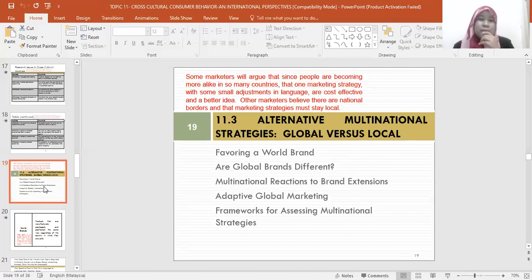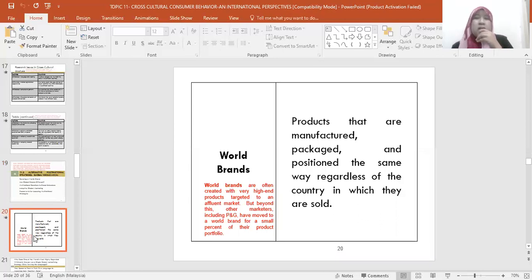Here they are favoring a world brand, the global brand difference. They have a few points here: multinational reaction to brand expansion, adaptive global marketing, framework for assessing multinational strategy. So what is the world brand? If you ask me, a world brand is about international brands.